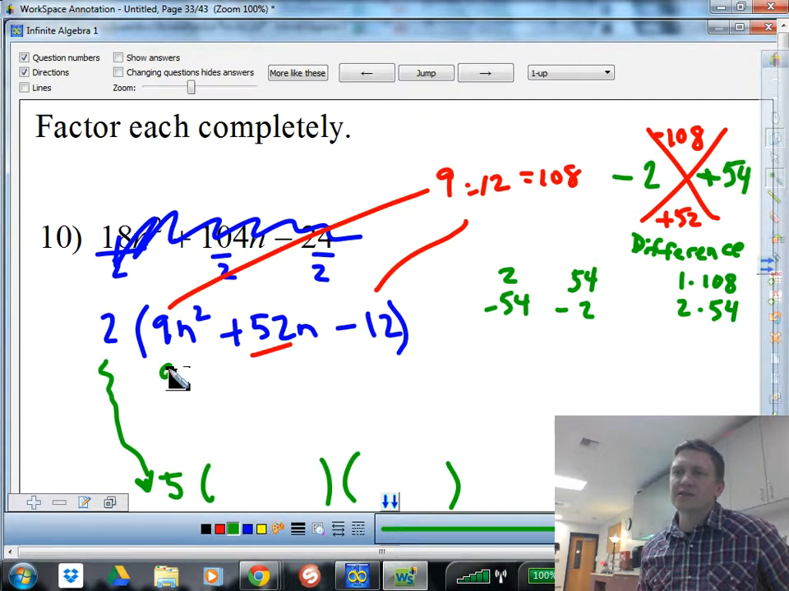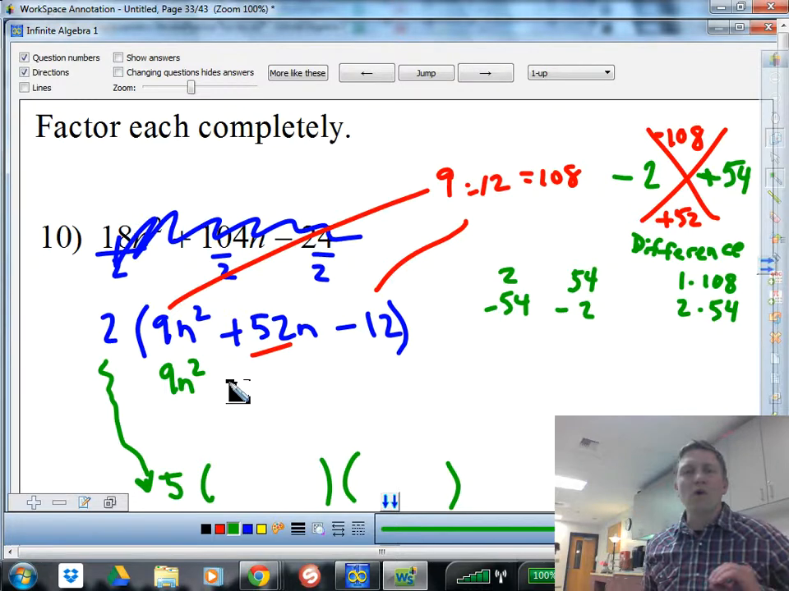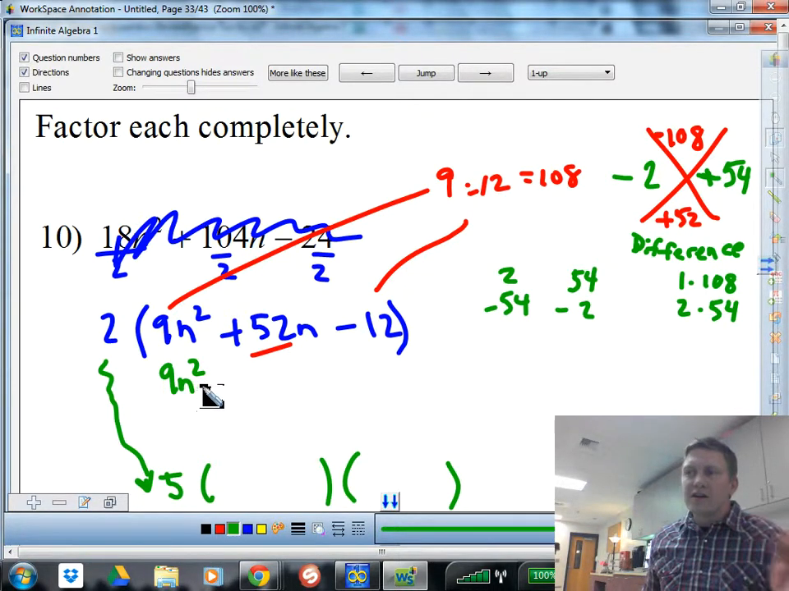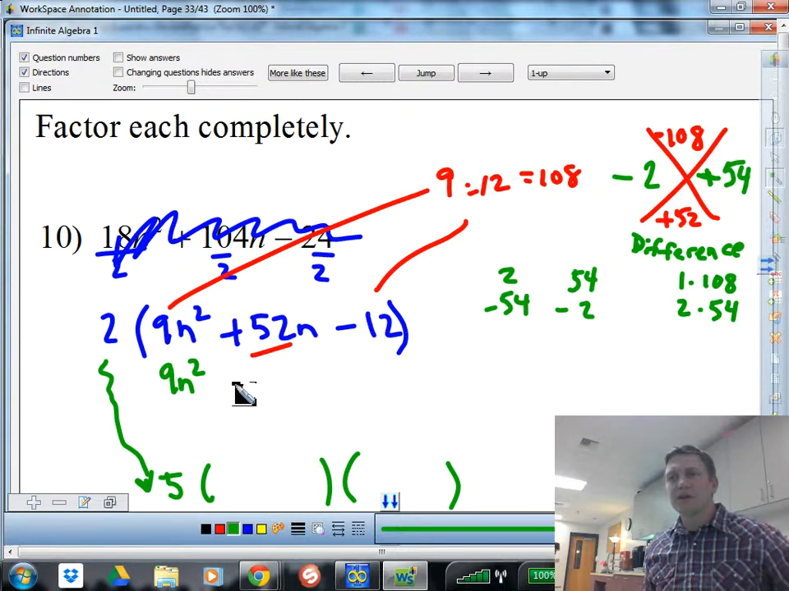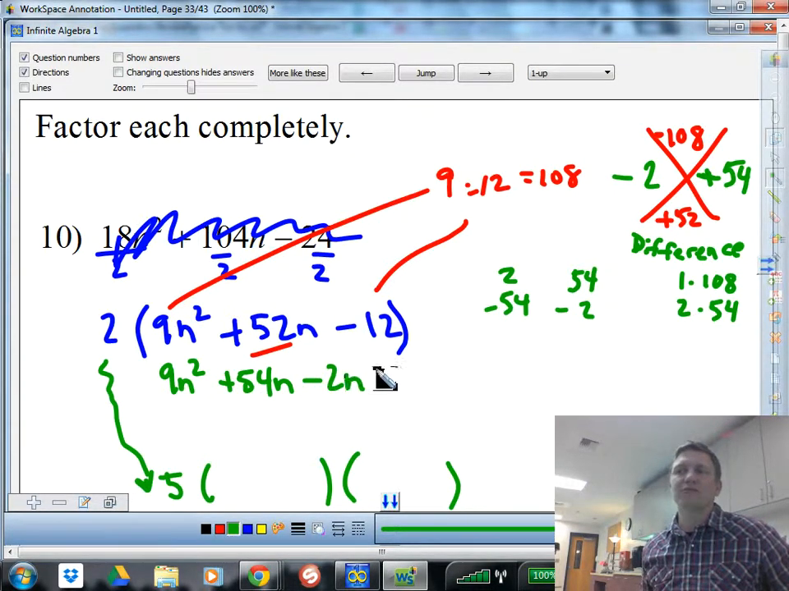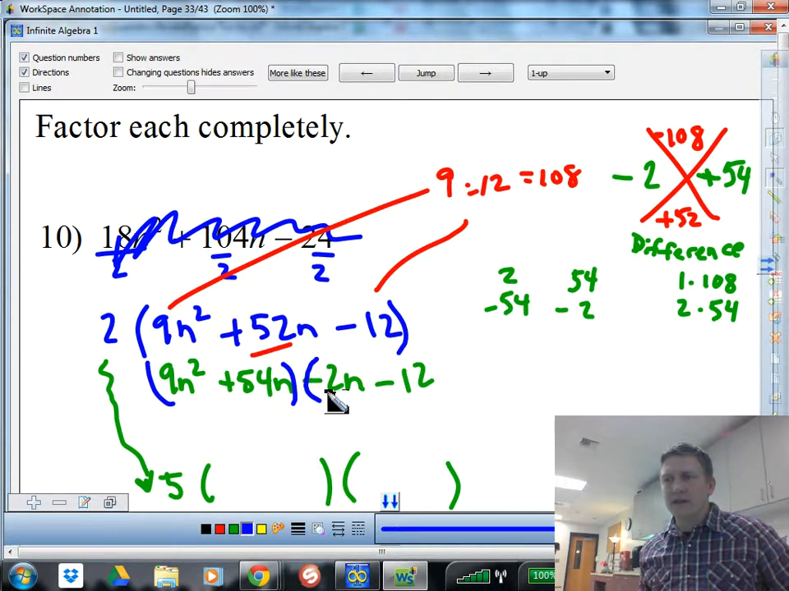Then I take this piece right here, 9n squared, and I'm going to insert these two numbers to make a combination of 52. But I ask myself, what piece do I want to put with the 9, and what piece do I want to put with the 12? So I'm going to go plus 54n, because 54 and 9 actually have something in common. And then I'll go minus 2n from it. And then minus 12 gets tagged along down for the ride. Okay, then I group it up. So I'm going to group this, and I'm going to group this. Now remember, you have to put a plus sign between these two because you still want addition between the two.